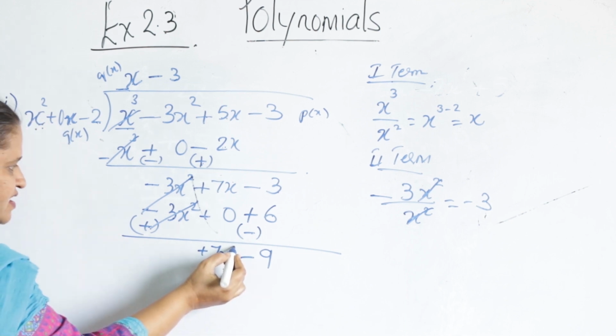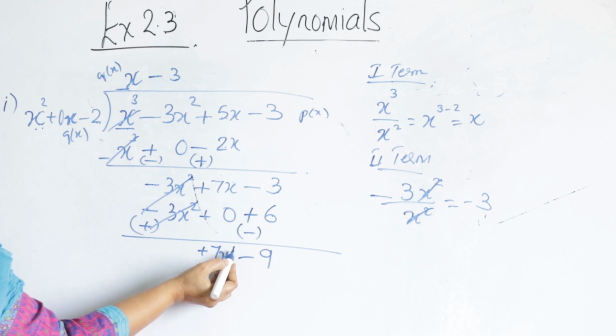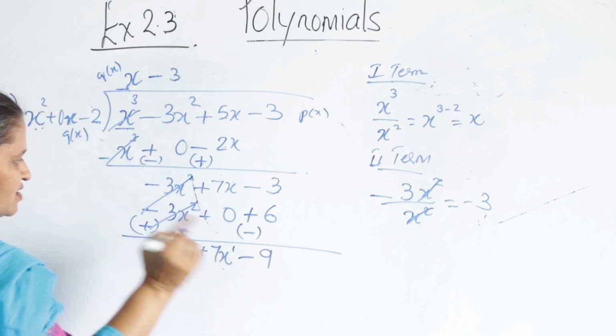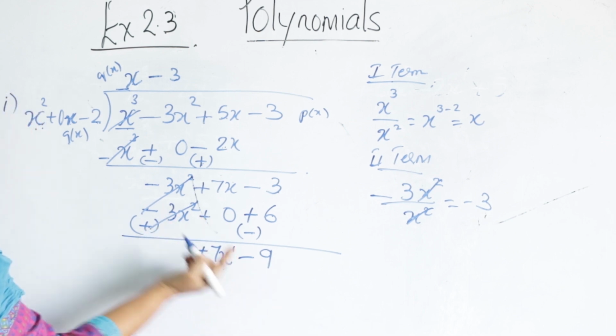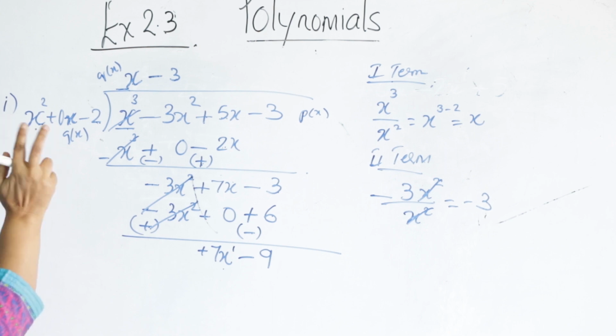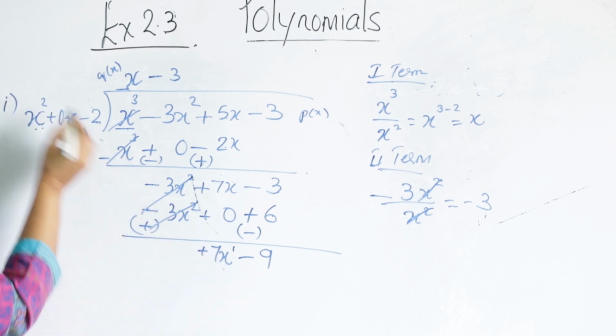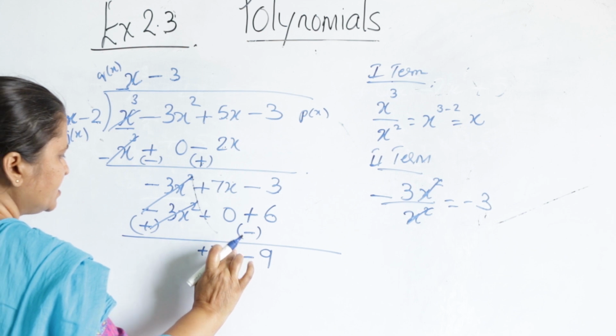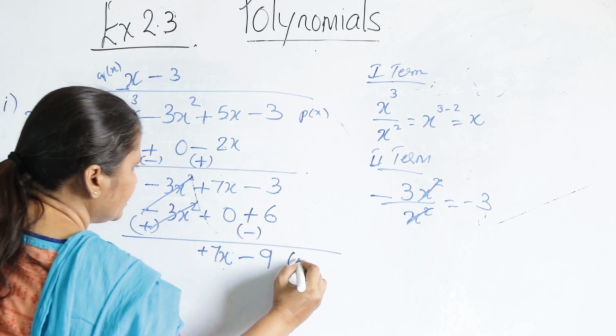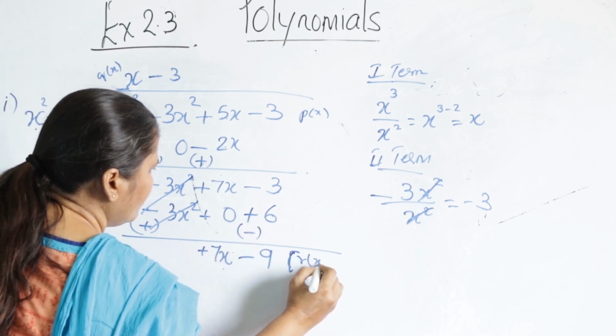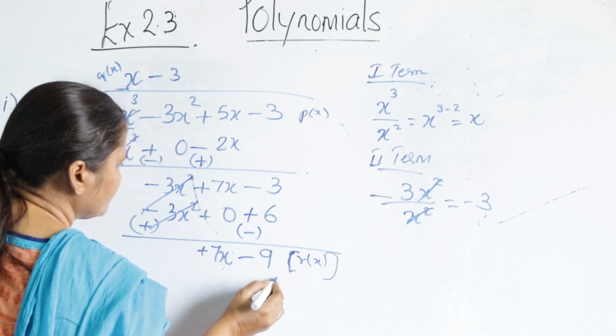Here this is x raised to 1, right? So the degree of this r of x is 1 because the highest is 1, and the degree of g of x is 2. So this is lesser than this. Yes, so this tells us we have to stop. So this is your r of x.